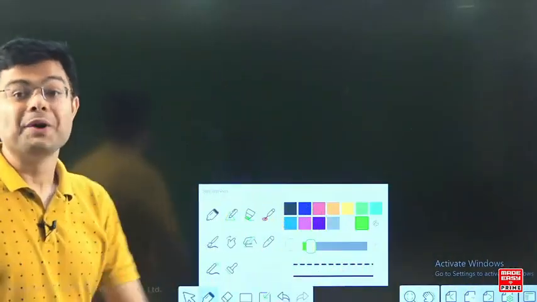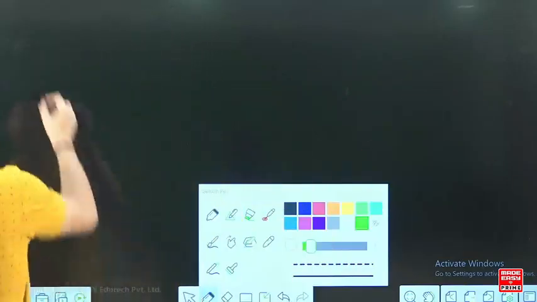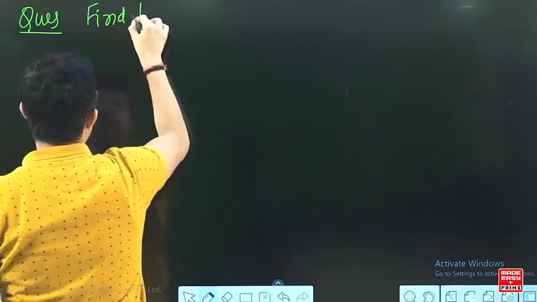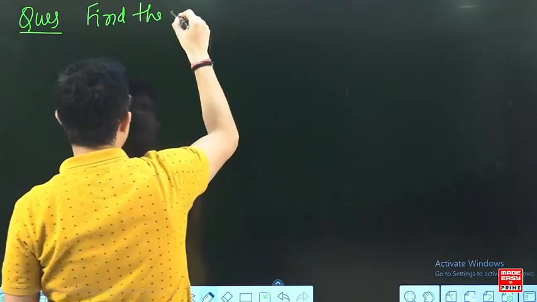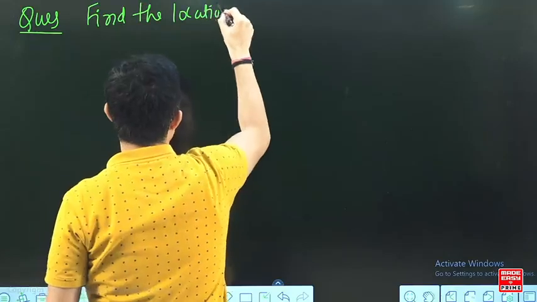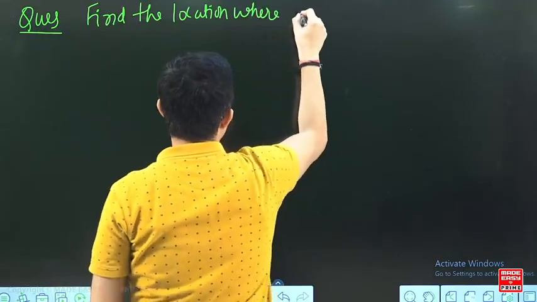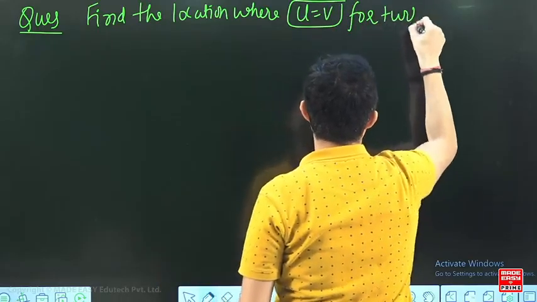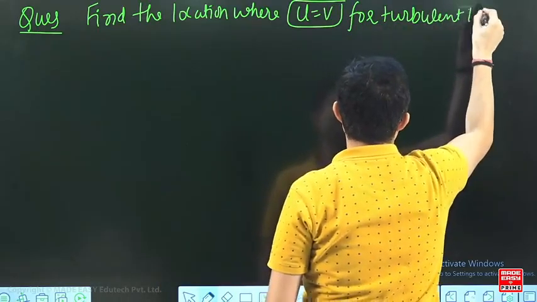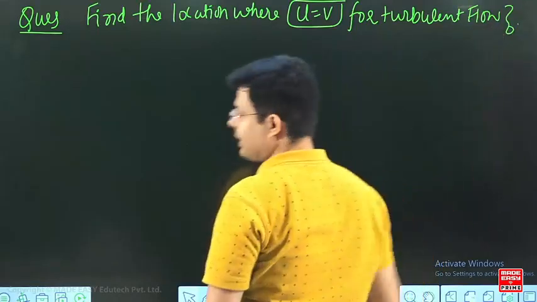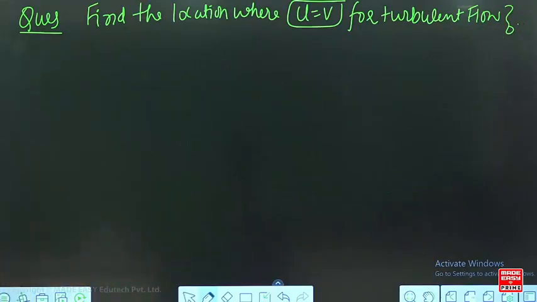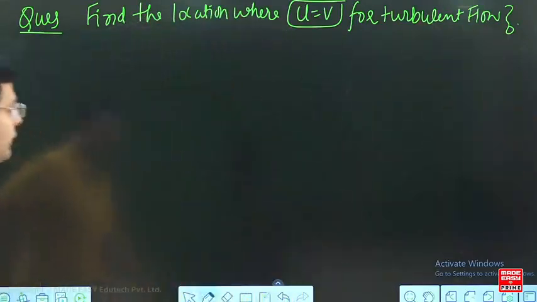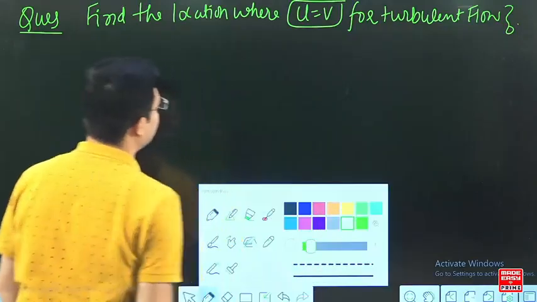Look here. One more promise I am telling. I am writing one question here on the board. Find the location of the point where U is equal to V for turbulent flow.